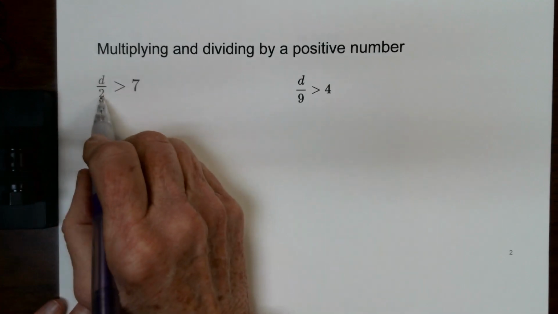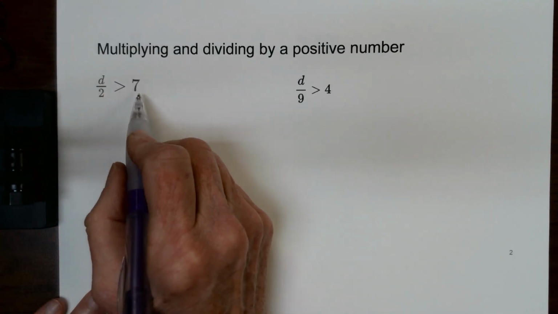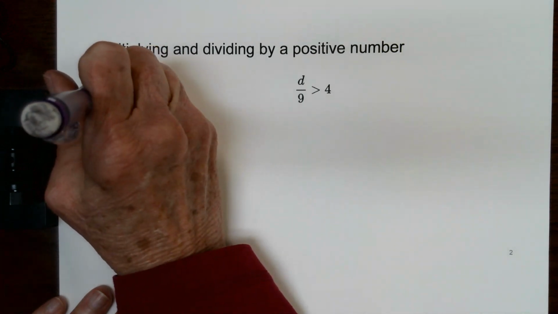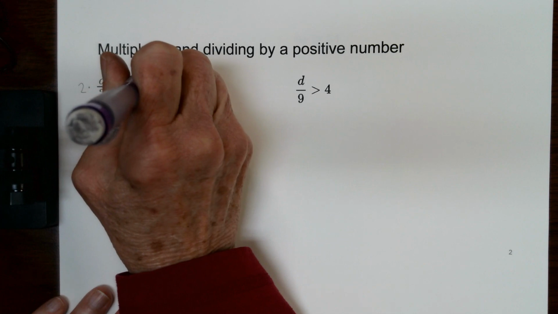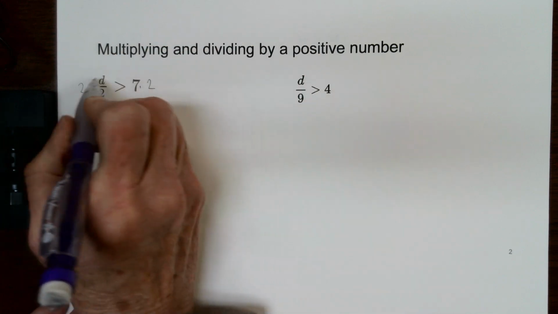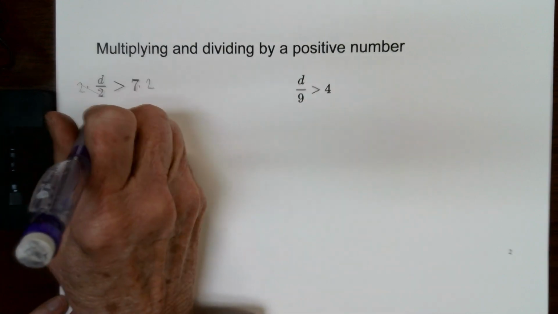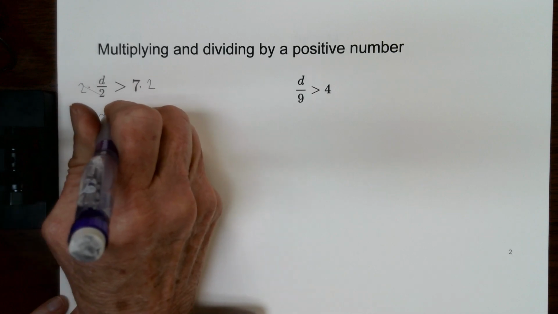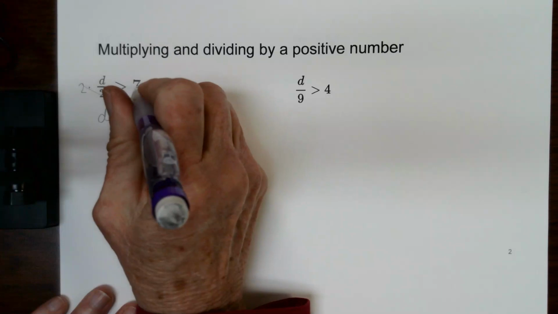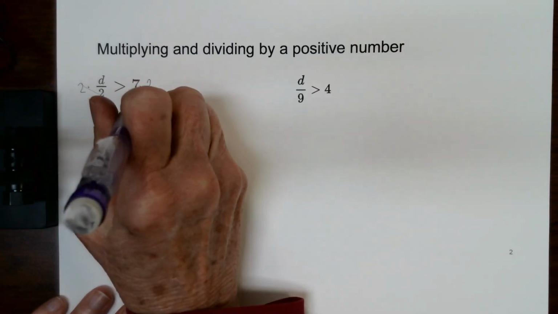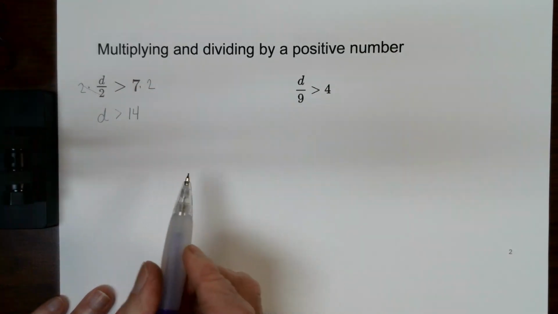So on this particular problem, if I have d divided by 2 is greater than 7, to get rid of that 2 on the bottom, I'm going to need to multiply both sides by 2. On the left-hand side, that's equal to 1, so what I have left is d is greater than, I just bring the greater than sign down, 7 times 2 is 14, so I know d is greater than 14.